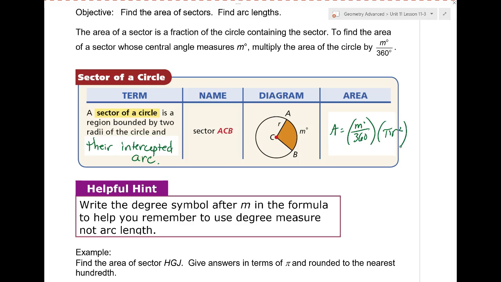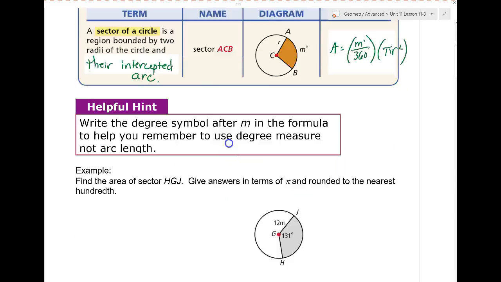So just remember, m: if you see it, think degree symbols. Because we use m also for what value? Slope, right? So you just want to make sure you're using the right thing with it. All right, so let's do this real quick.